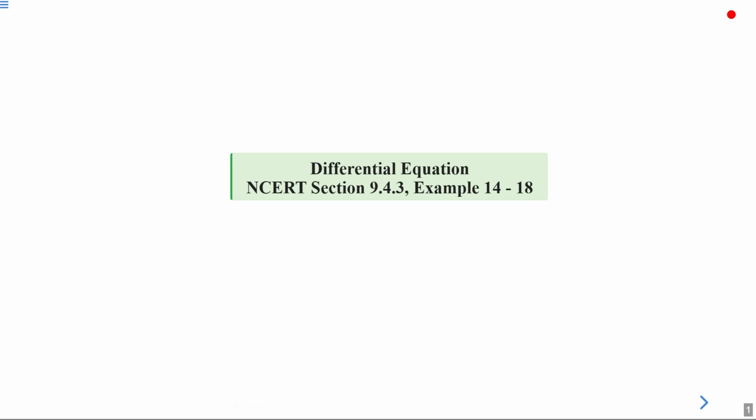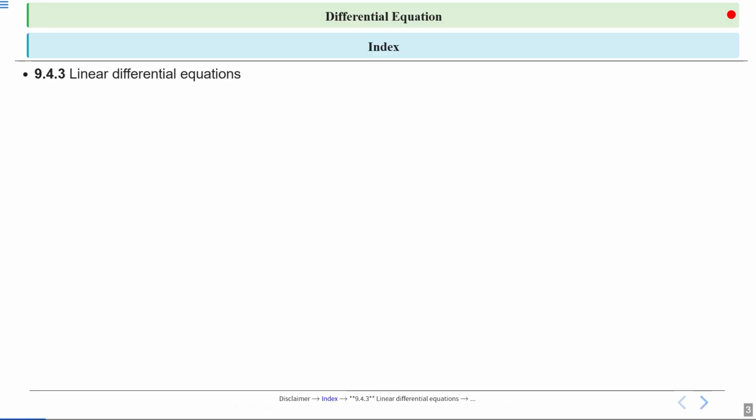Hello everyone. So in today's class, we're going to discuss NCERT section 9.4.3 with examples 14 to 18. In this lecture, we will focus on linear differential equations.